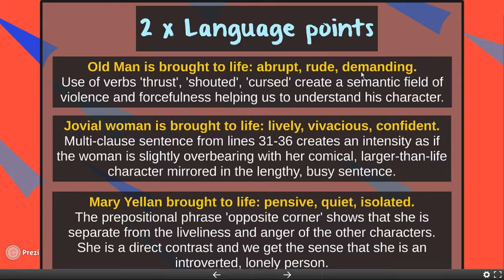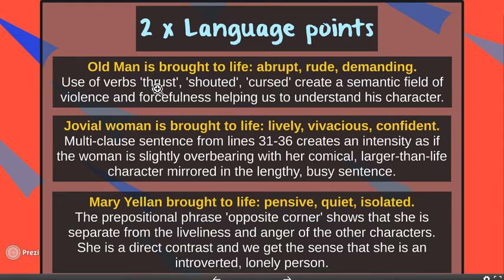You will then need to back up that point with actual language analysis. So here I've chosen to use the verbs of thrust, shouted and cursed, which you could go further than just the use of verbs to say that actually that creates a semantic field of violence or forcefulness, which helps us to understand what sort of personality the old man has got.